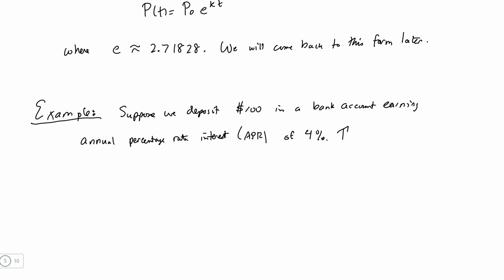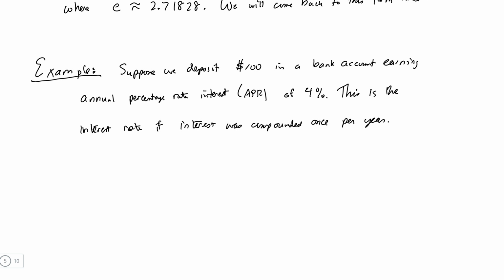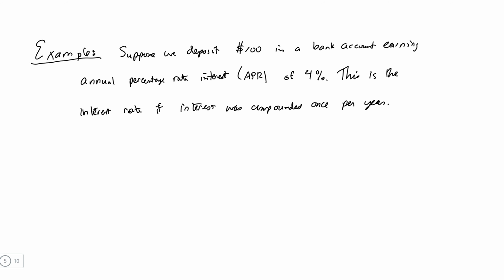So this corresponds to getting one interest payment per year. So this is the interest rate if interest was compounded once a year. We'll see in a few minutes how to do this if it's compounded more than once a year, which most likely your bank account is. But let's just stick with this once per year thing. So at t equals 0, we would have $100. We haven't gotten any interest yet.